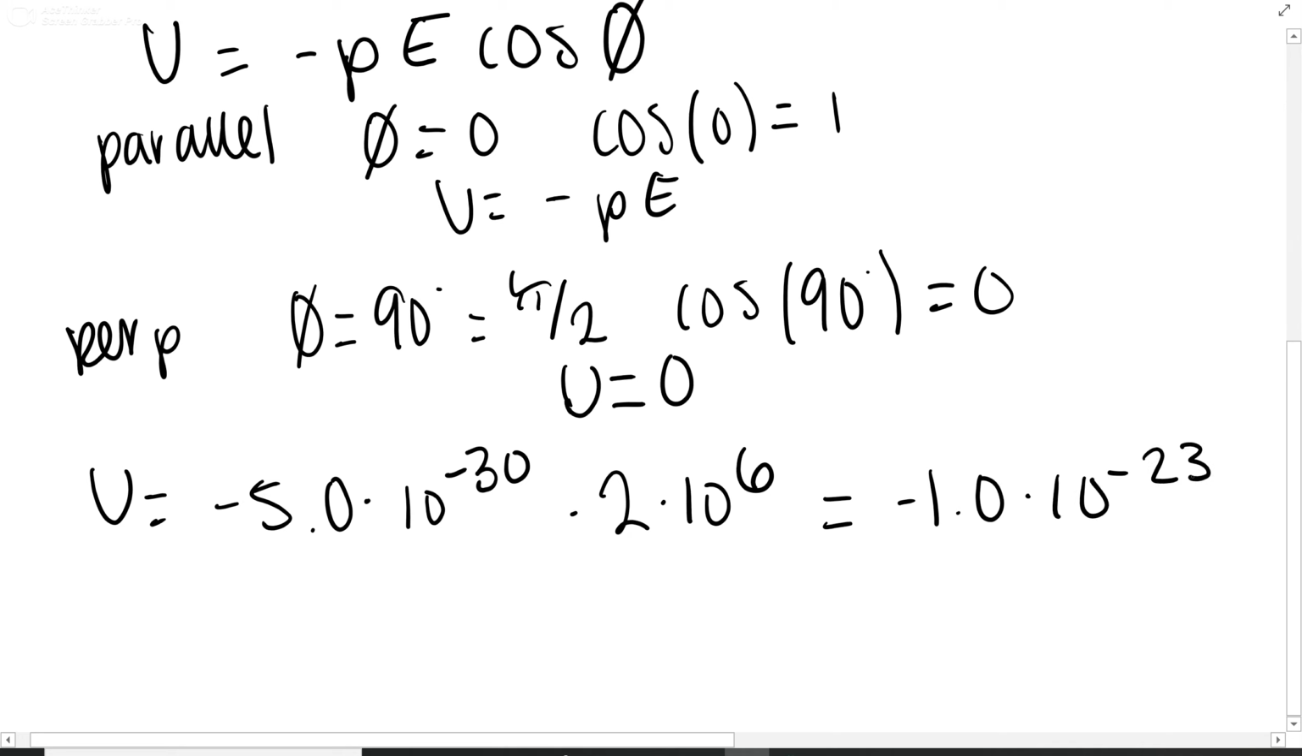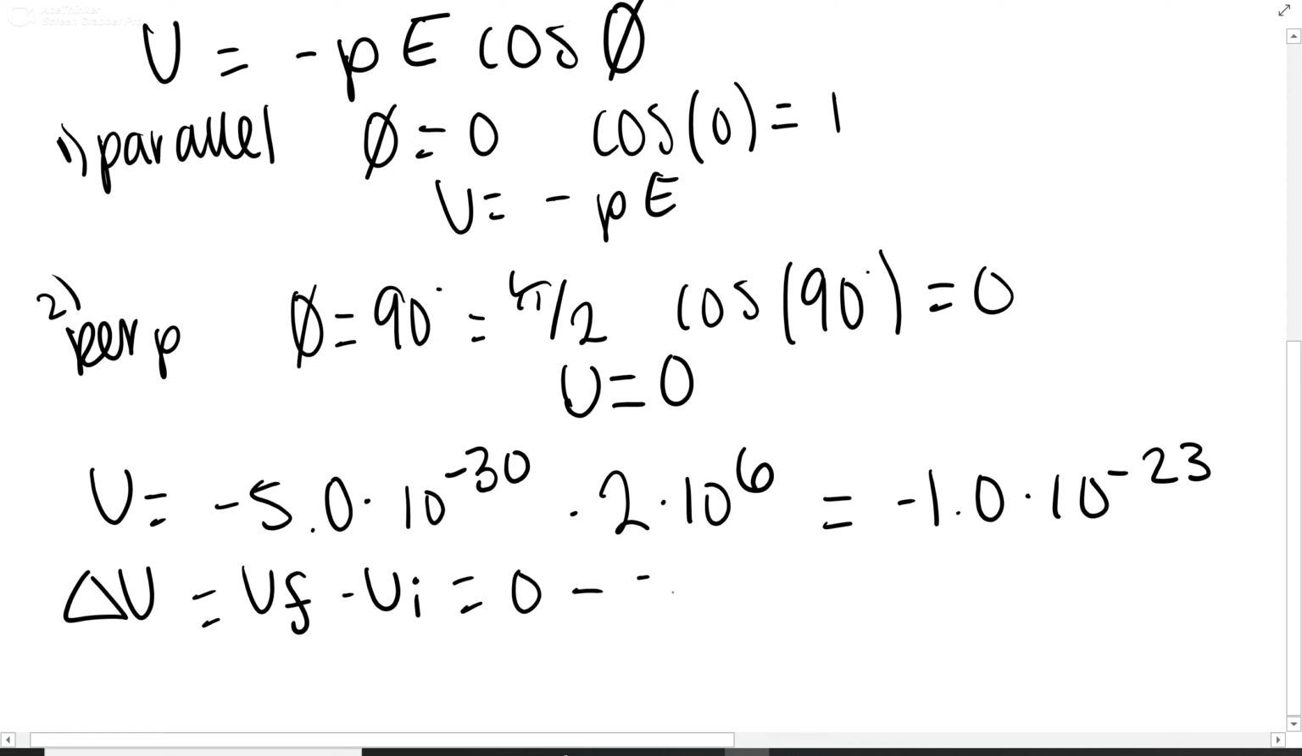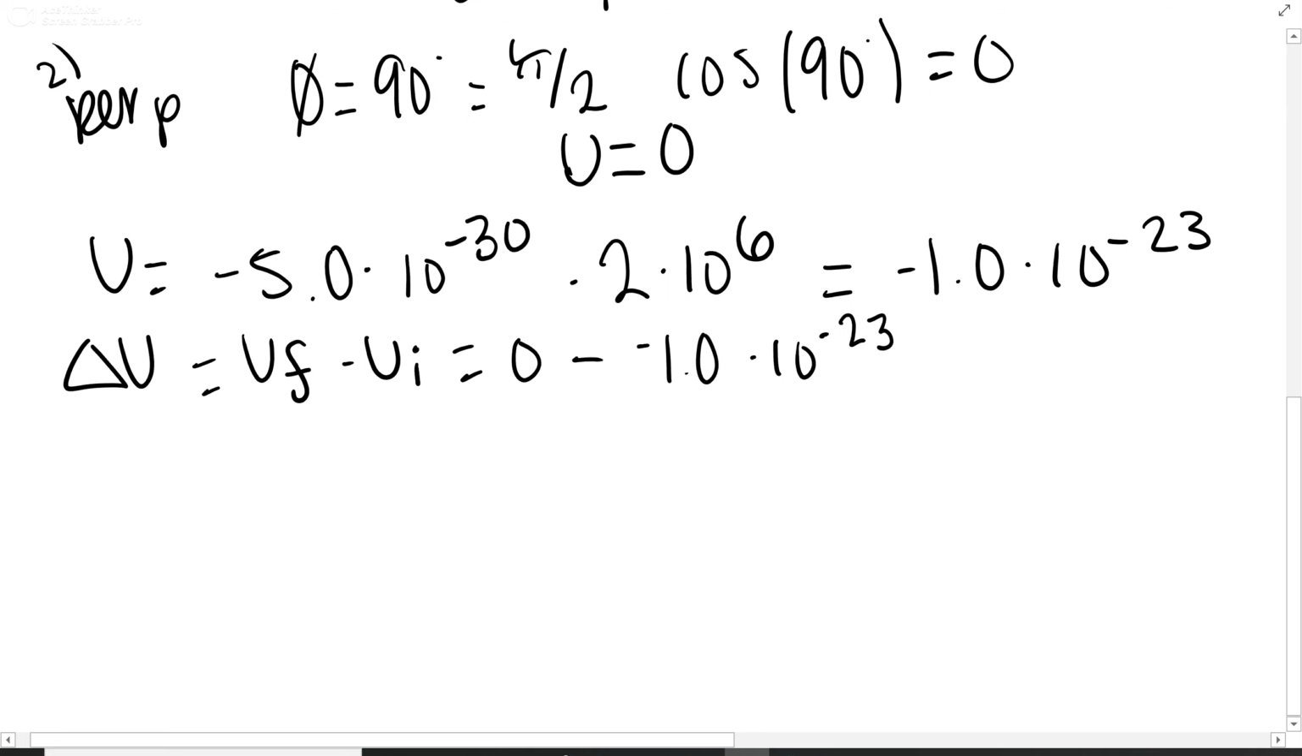but it asks us what is the change, which the change in U is equal to U final minus U initial, and this is parallel is number 1, and perpendicular is number 2, so we need 0 minus negative 1.0 times 10 to the negative 23rd, so we actually end up with our change in U being positive 1.0 times 10 to the negative 23rd, and this is energy, so it should be in joules, I believe.